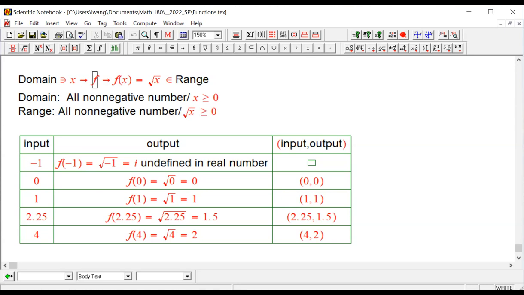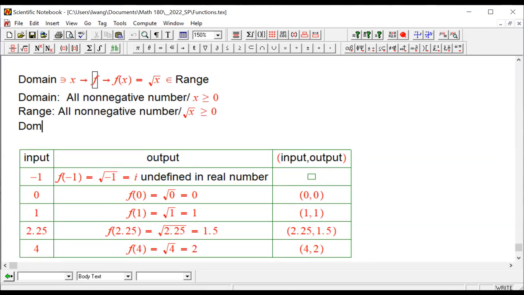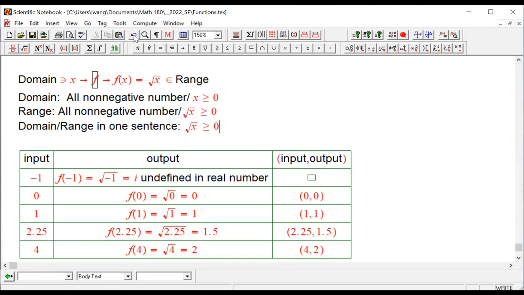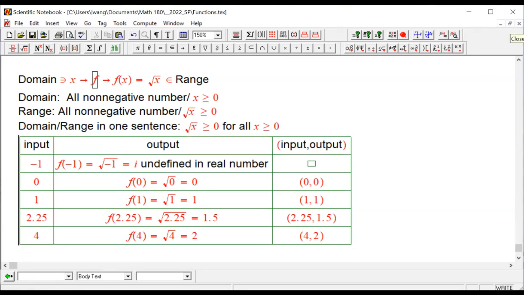And we can also put domain and range in one sentence, which is: the range is greater than or equal to 0 for all inputs greater than or equal to 0. So we found the domain and range.